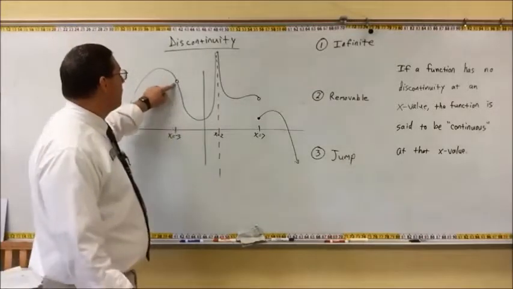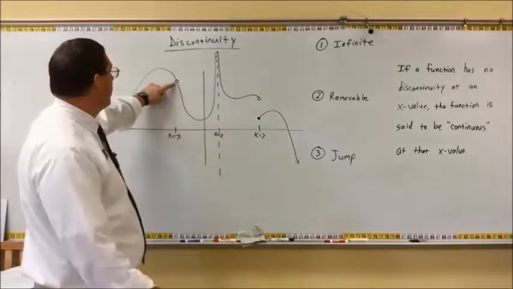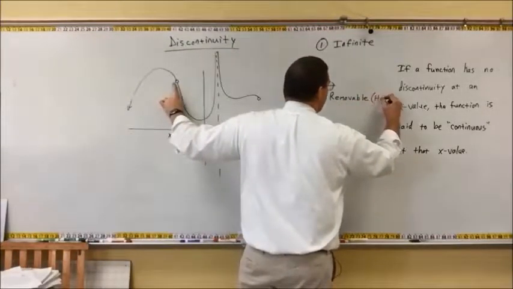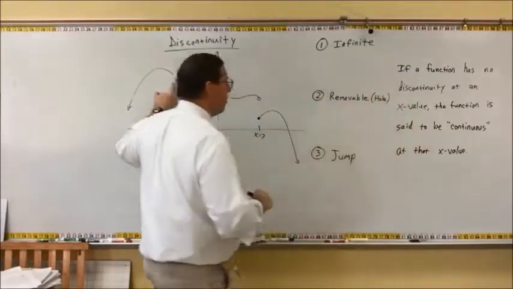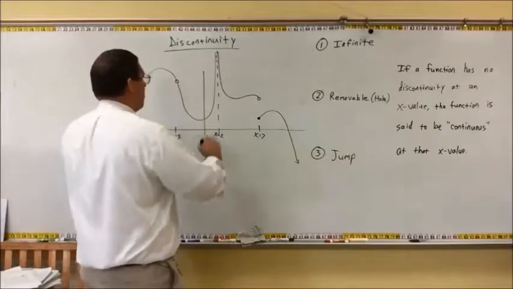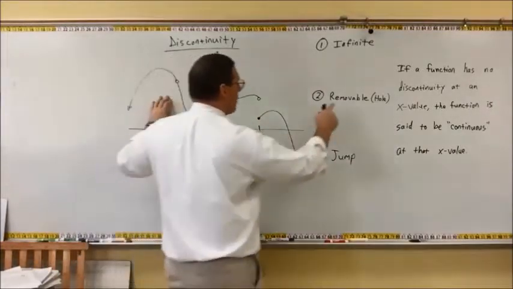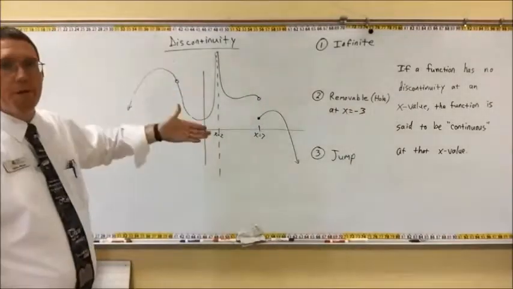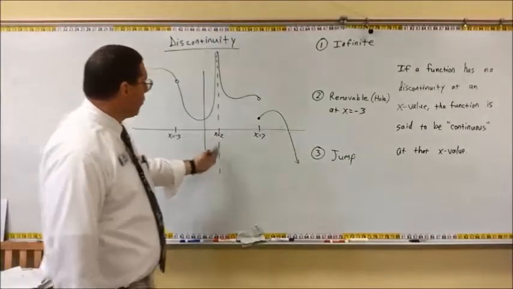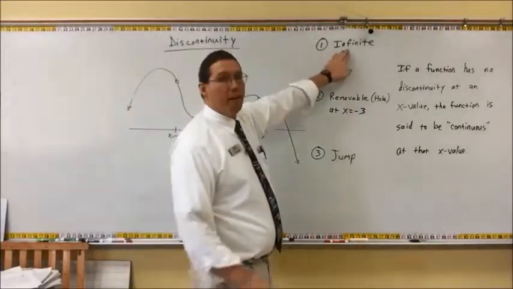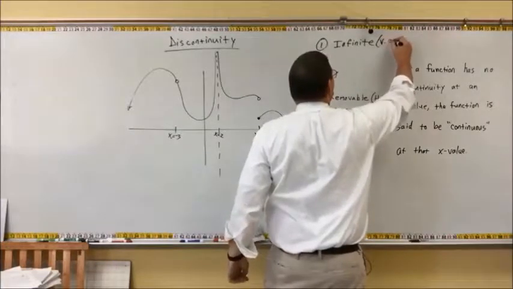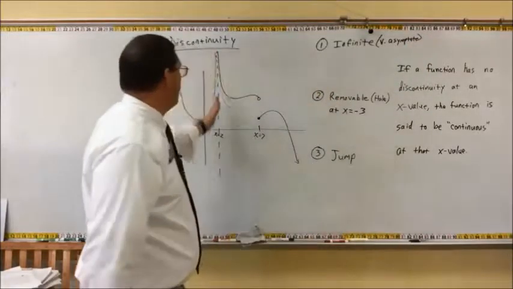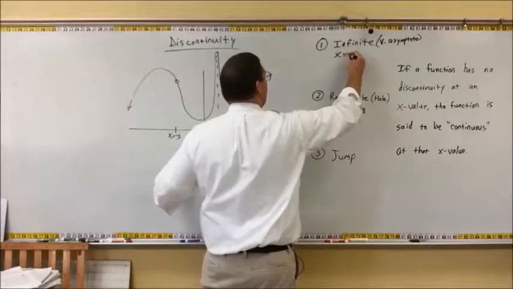So the question is, what kind of discontinuities are these? Okay, well, this one right here, a hole. Holes are also called removable discontinuities. So wherever there's a hole, you have a removable discontinuity. So this function has a removable discontinuity at x equals -3. A vertical asymptote, we call that an infinite discontinuity. So whenever there is a vertical asymptote, that means that there is an infinite discontinuity. So this function has an infinite discontinuity at x equals 2.